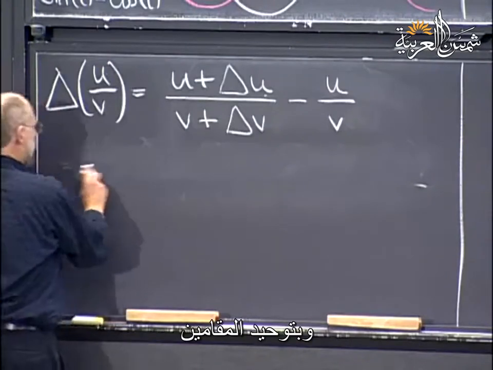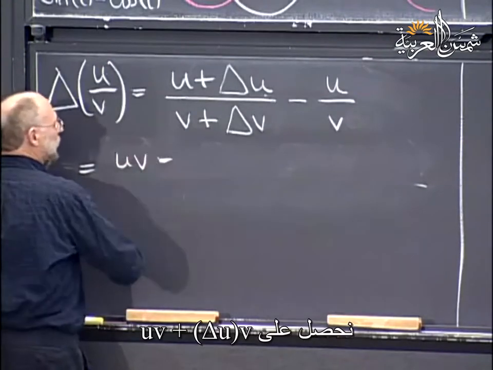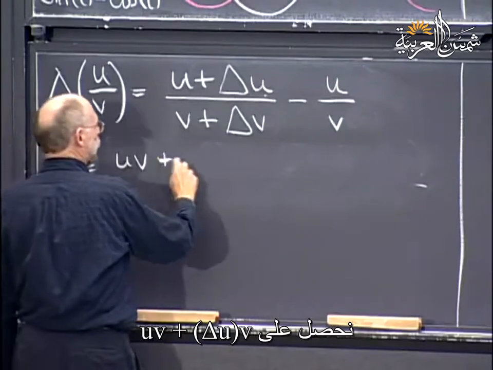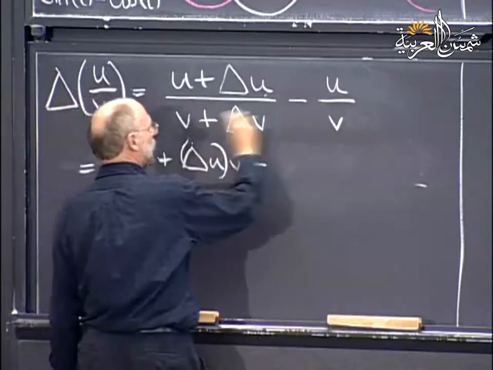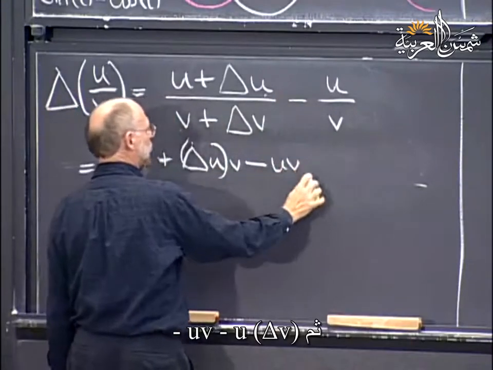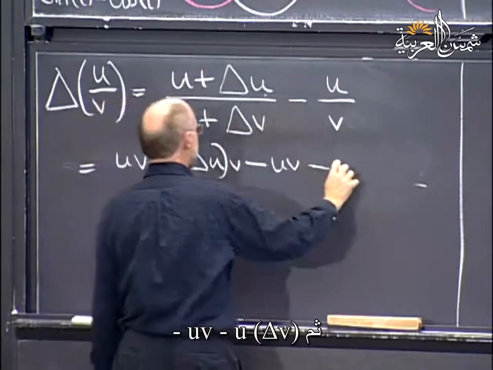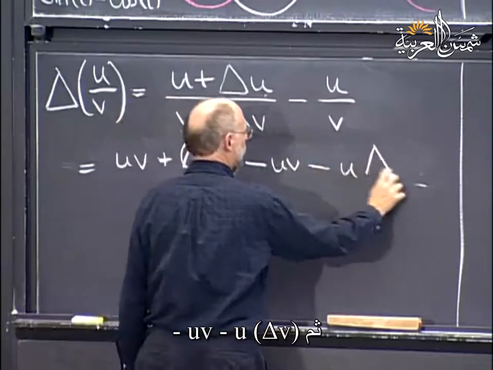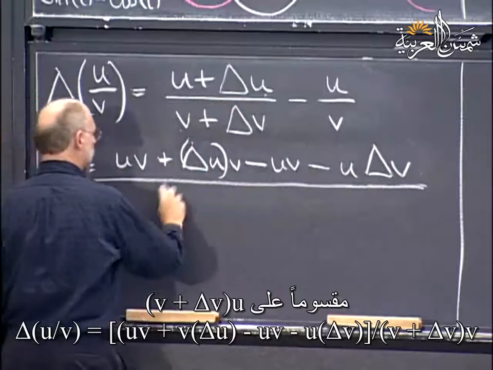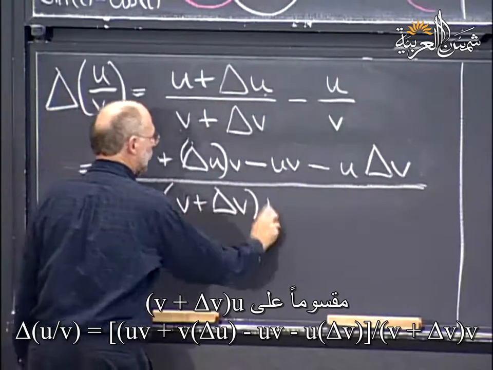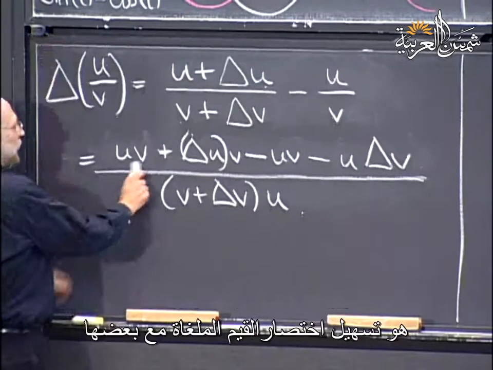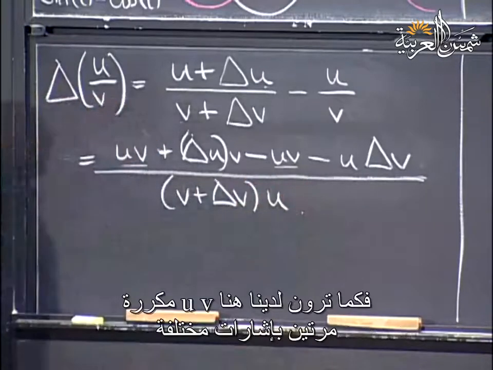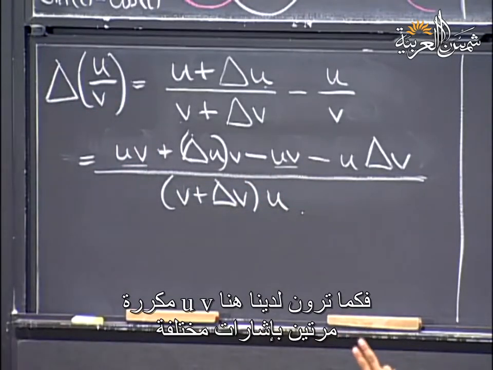So now I will cross multiply, as I said. So I get uv plus delta u times v minus, now I'll cross multiply this way, uv plus u times delta v. And I divide all this by v plus delta v times v. Okay. Now the reason I like to do it this way is that you see the cancellation happening here. uv and uv occur twice, and so I can cancel them, and I will.